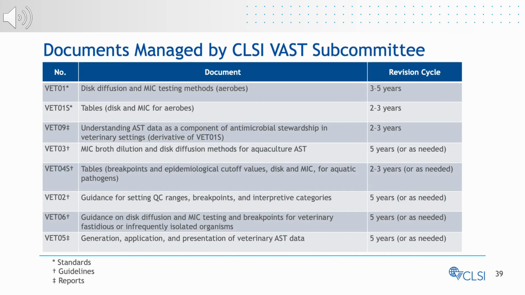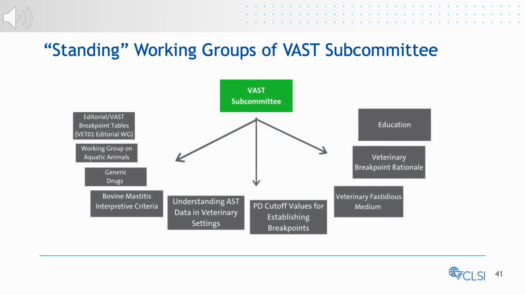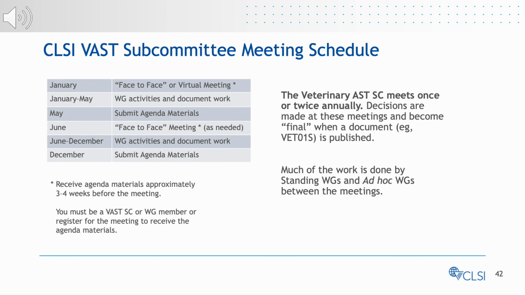Here you'll see the list of documents that the VAST subcommittee oversees. Similar to the ASD and antifungal subcommittees, the revision cycles vary and are made up of standards and guidelines. VAST also has some reports. Here you'll see the list of standing VAST working groups. They oversee the primary functions that are listed. All of the VAST working groups report to the VAST subcommittee. Typically, the VAST subcommittee meets once or twice annually in January and/or June, depending on the workload of the subcommittee and publication schedules.